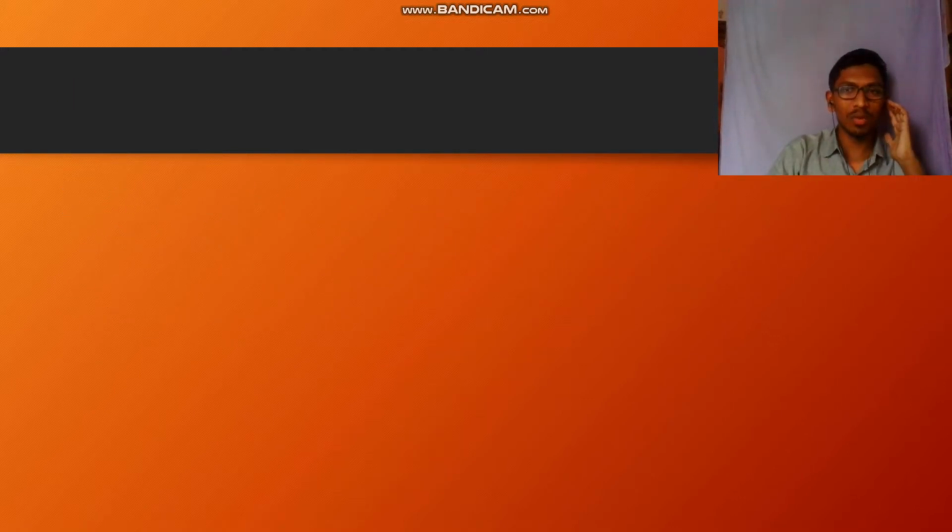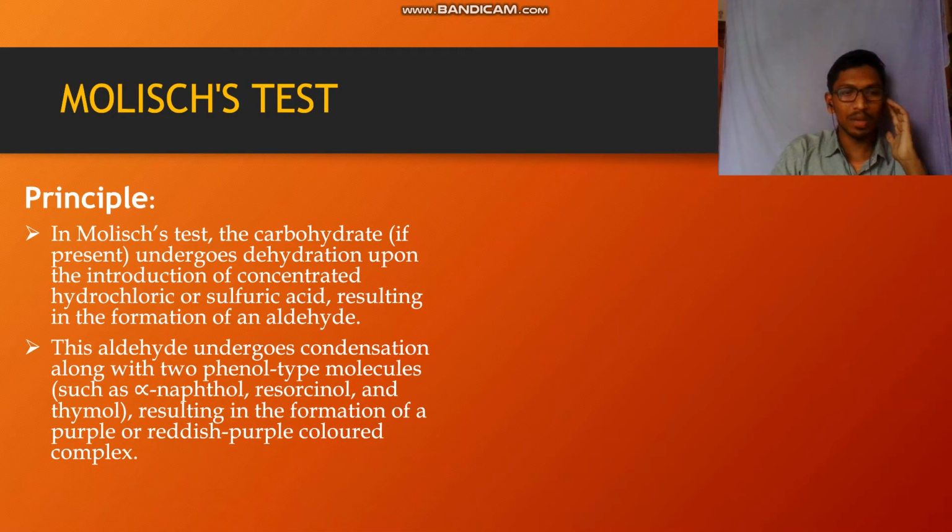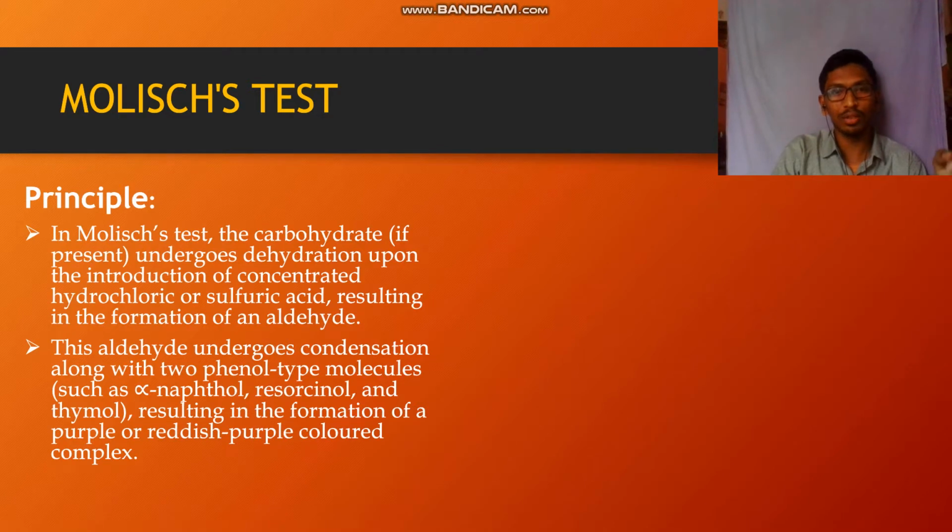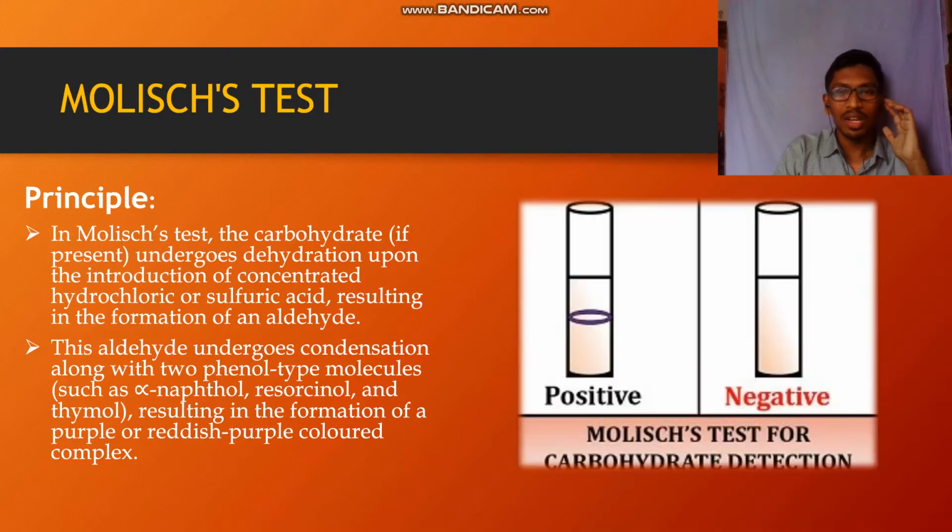Normally, a series of tests means Molisch, iodine, and so many others. We'll go with the Molisch test first. Principle: in the Molisch test, the carbohydrate, if present, undergoes dehydration upon the introduction of concentrated hydrochloric acid or sulfuric acid, resulting in the formation of an aldehyde. This aldehyde undergoes condensation along with two phenol type molecules such as alpha-naphthol, resorcinol, or thymol, resulting in the formation of a purple or reddish purple colored complex. Here, a purple colored ring formed between two layers represents that the given sample is a carbohydrate. Here see the positive test and negative test.